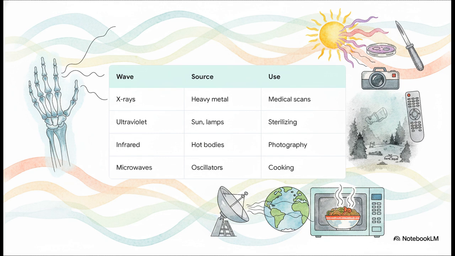Anything hot emits it, which lets us use it for things like night photography and, yep, even the remote control for your TV. And microwaves, generated by electronic oscillators, are uniquely suited for both satellite communication and heating up your frozen dinner. So really, we're just constantly surfing this massive ocean of invisible light.